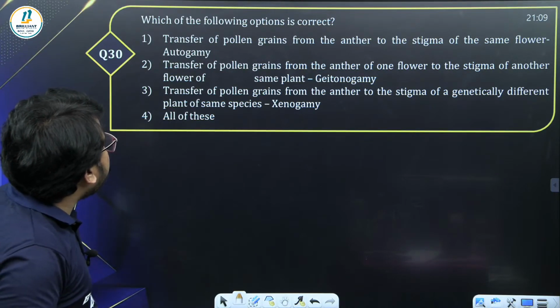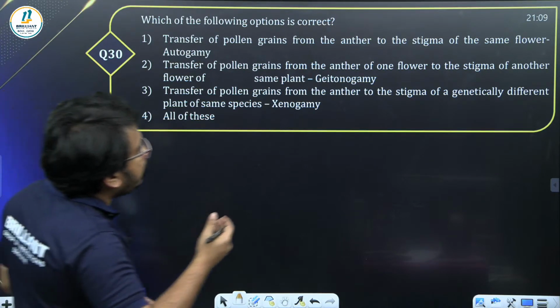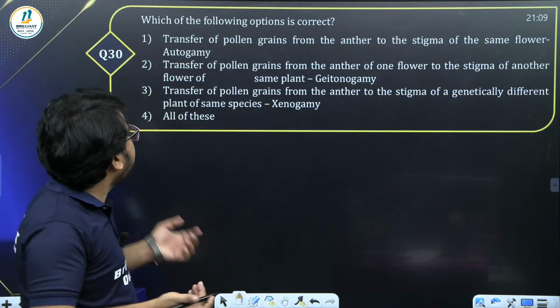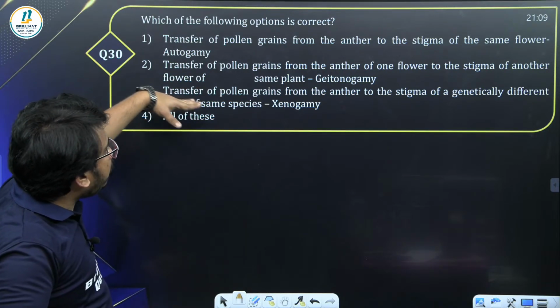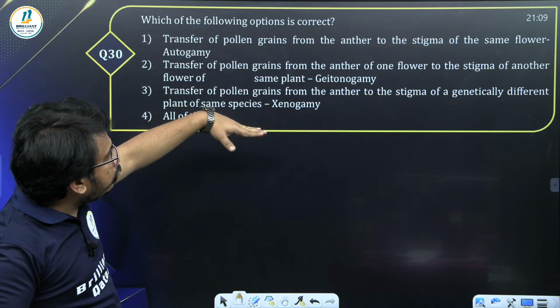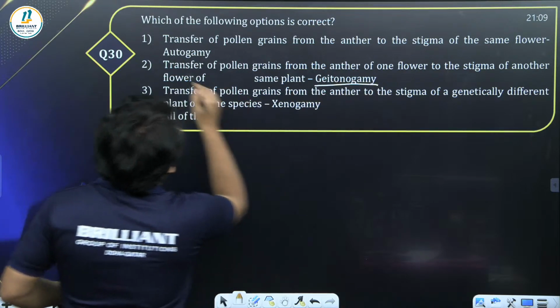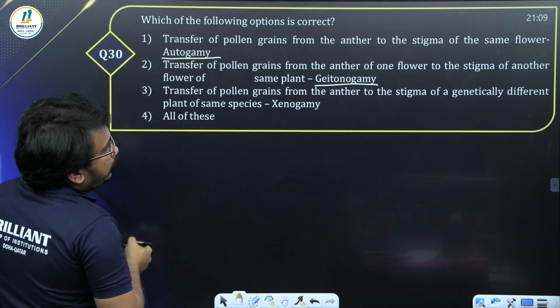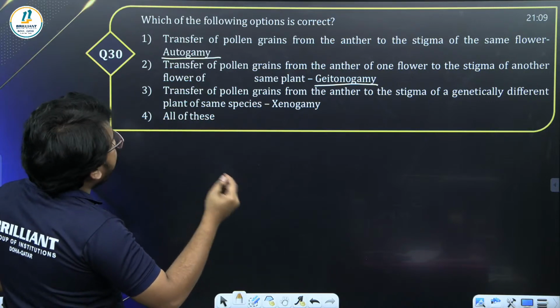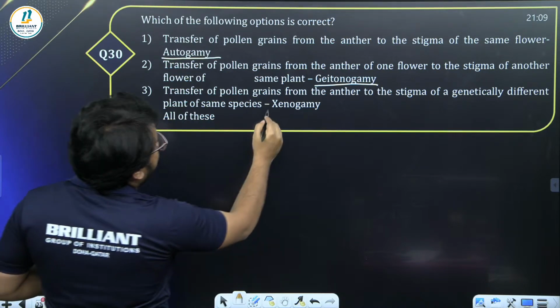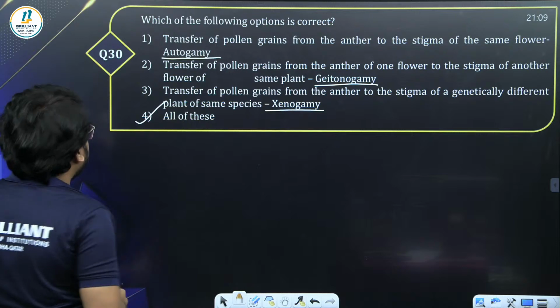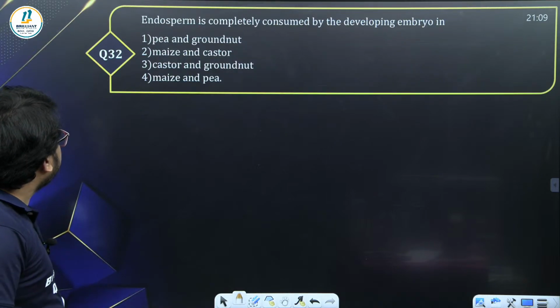Which of the following options is correct? Transfer of pollen grains from anther to stigma of same flower, we already discussed, that is autogamy. Transfer of pollen grain from anther of one flower to stigma of another flower but in the same plant, that is geitonogamy. Then transfer of pollen grains from anther to stigma of a genetically different plant of same species, that is xenogamy. So all the options are actually correct.